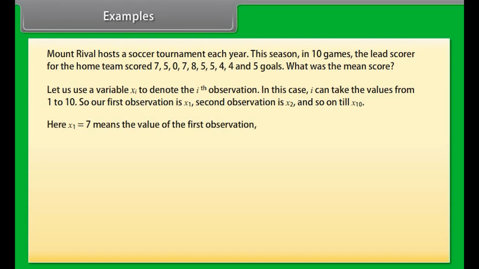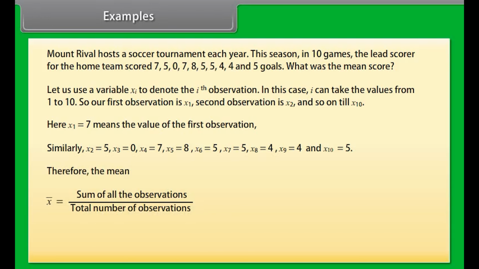Here x1 is equal to 7 means the value of the first observation. Similarly, x2 is equal to 5, x3 is equal to 0, x4 is 7, x5 is 8, x6 is 5, x7 is 5, x8 is 4, x9 is 4, and x10 is 5.